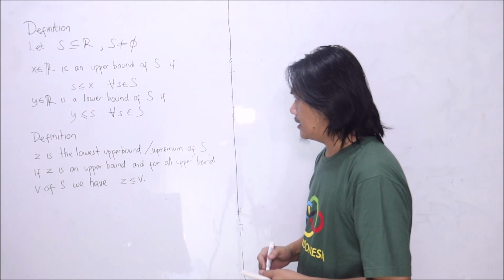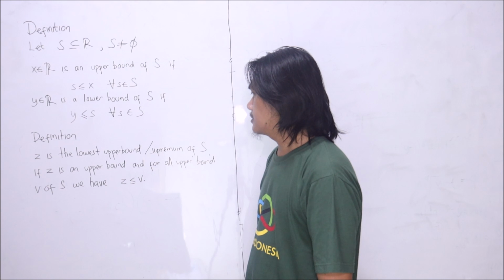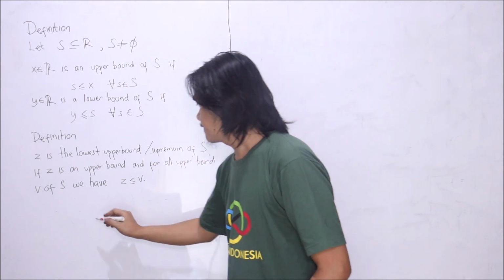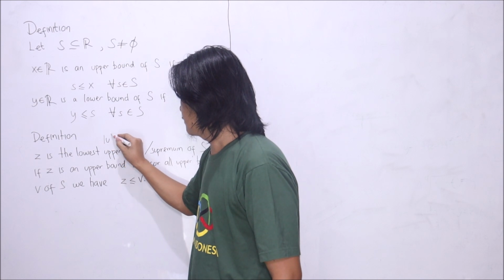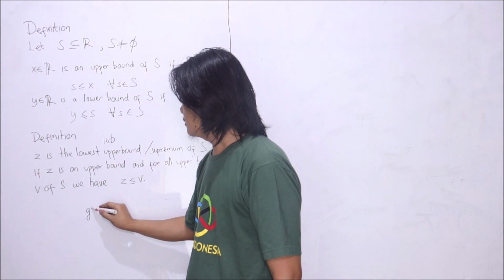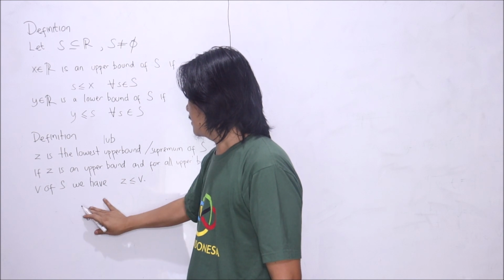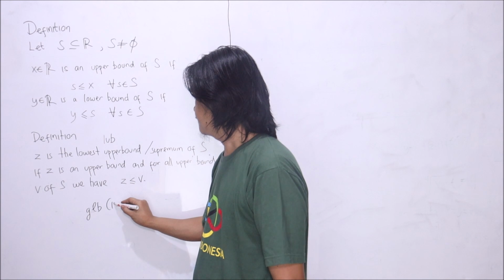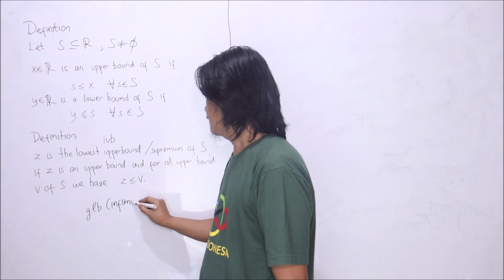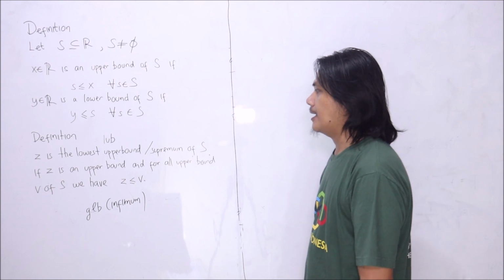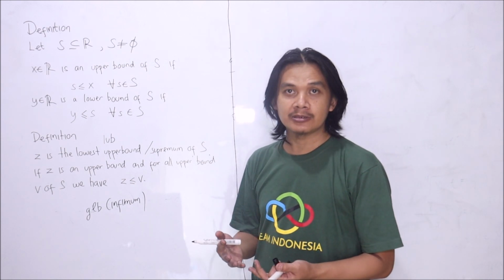And then we call the lowest upper bound a supremum, and the greatest lower bound is called the infimum. So the lowest upper bound is defined as the smallest upper bound.